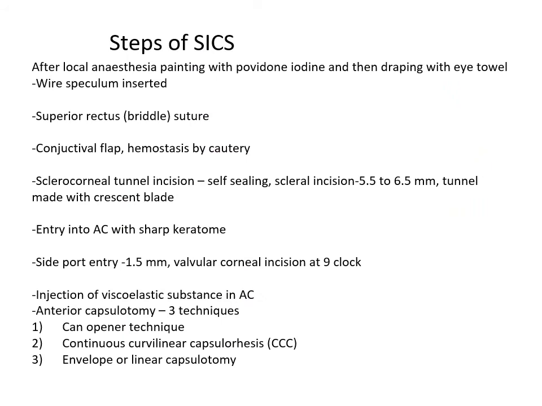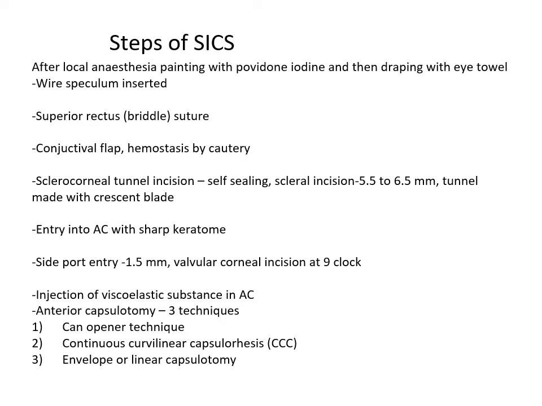Then we go for the SICS, that is small incision cataract surgery. The initial steps are the same, like local anesthesia, painting and draping of the eye, and a wire speculum is inserted. After taking the superior rectus bridle suture, the conjunctival flap is made. Here it is made from 11 to 1, so the size of the flap is less.